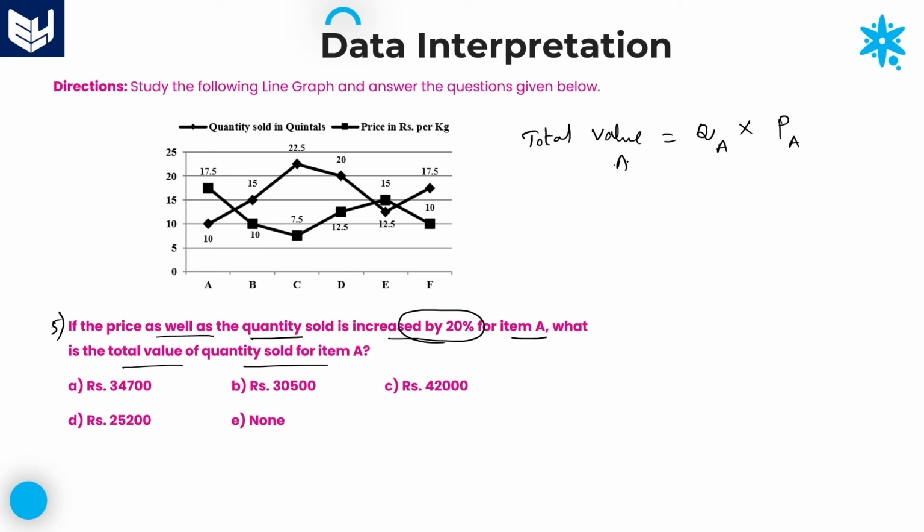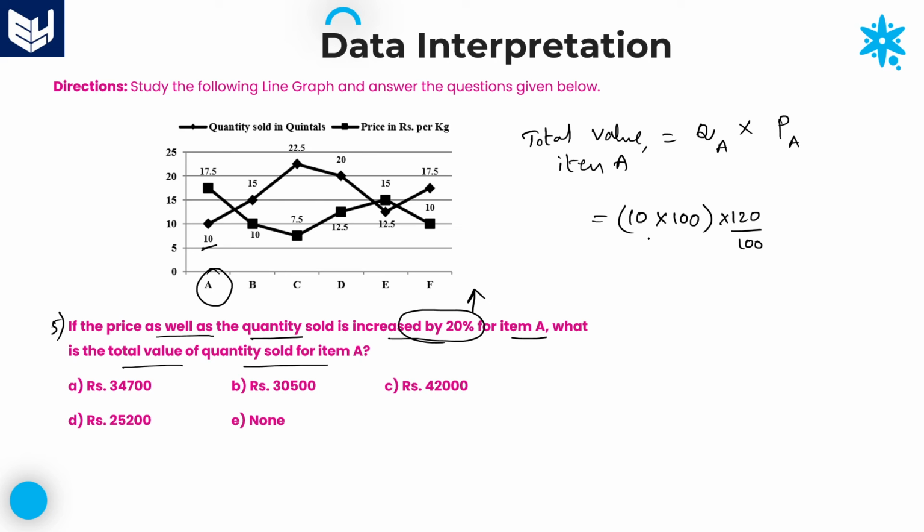See, total value of item A, we are talking about the first item, and the initial quantity is 10 quintals. You have to multiply with 100 in order to convert into kgs. That is the first point. After that, quantity and price both are increased by 20 percentage. Here quantity is increased by 20 percentage, now it becomes 120 percentage.